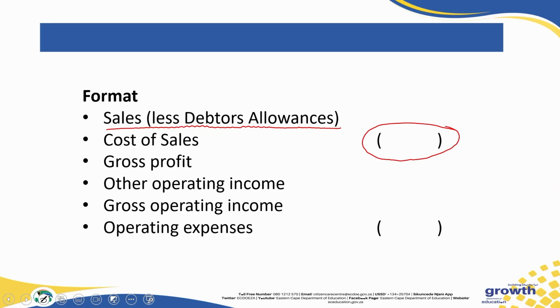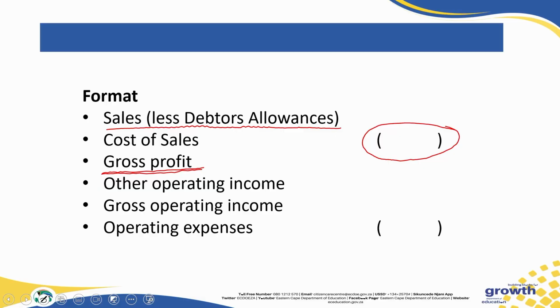Let's first quickly go through the format of the statement of comprehensive income. And then we work out our gross profit. So remember that gross profit is always sales minus cost of sales. In an exam, they can either ask you to work out the sales or the cost of sales by giving you the markup percentage, which will help you to calculate either or.